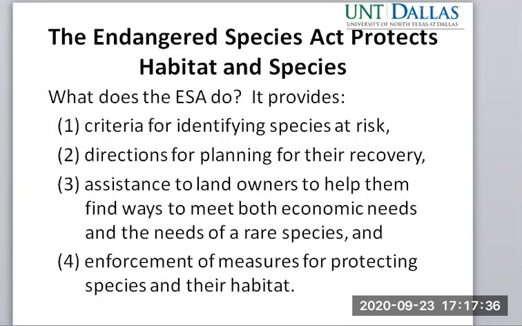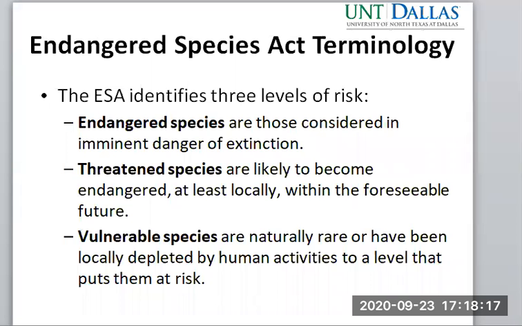The Endangered Species Act protects the habitat and species. ESA means the Endangered Species Act. Number one, it provides the criteria for identifying the species that are at risk. Number two, it gives directions for planning for their recovery. Number three, it provides assistance to landowners to help them find ways to meet both economic needs and the needs of those rare species. And finally, the enforcement of measures for protecting those endangered species and their habitat. That act is called the Endangered Species Act.